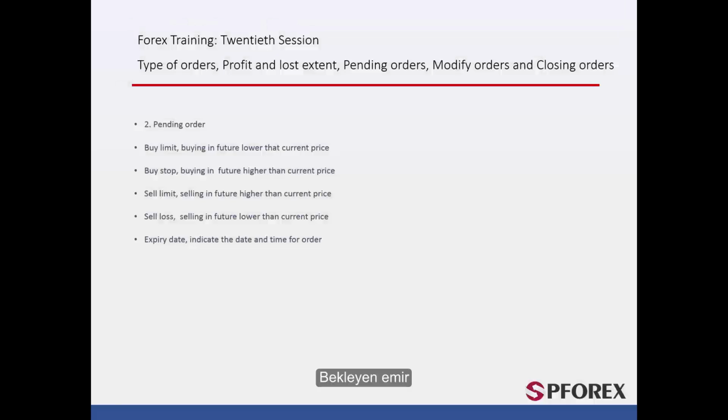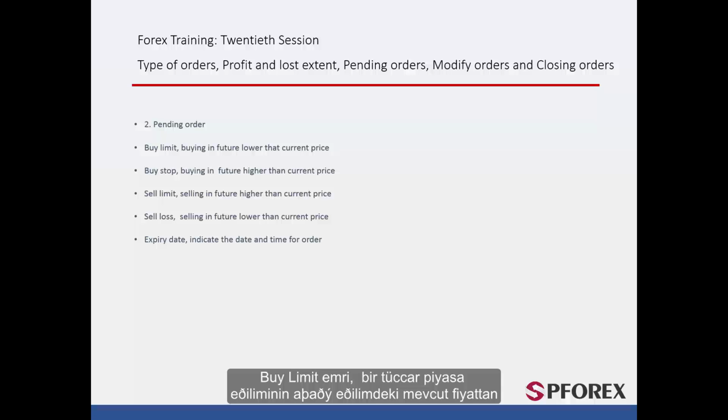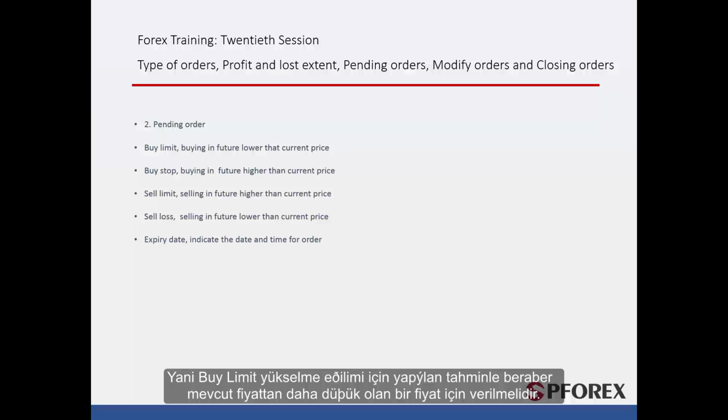Pending order. Pending orders can be classified into limit and stop orders. A buy limit order should be placed when a trader speculates that the market trend will rise after it touches a certain price, the entry price, lower than the current price on a downward trend. So a buy limit is ordered at a price lower than the current price with a forecast of an upward trend.